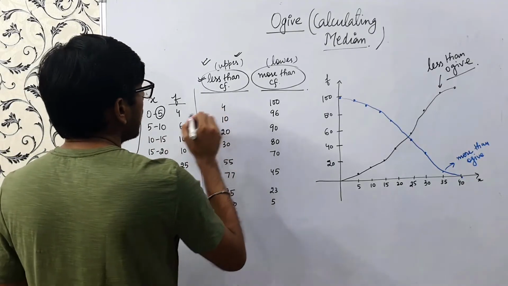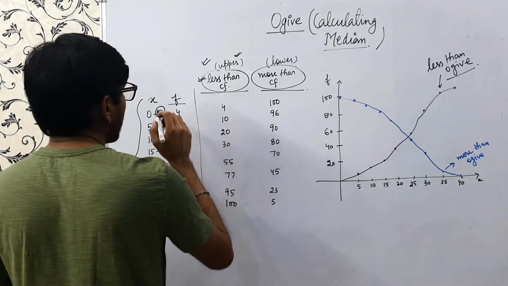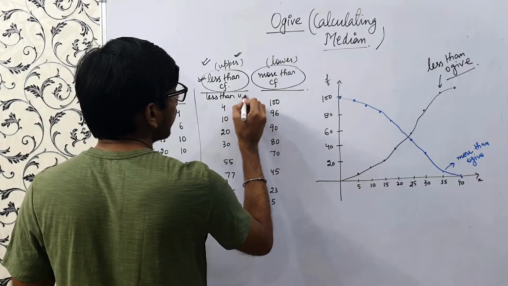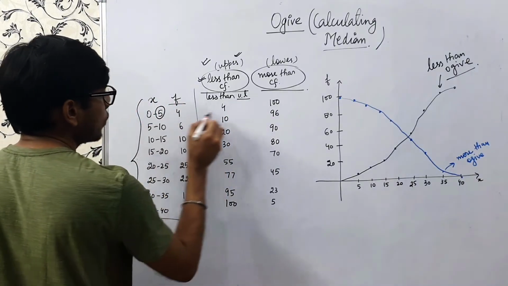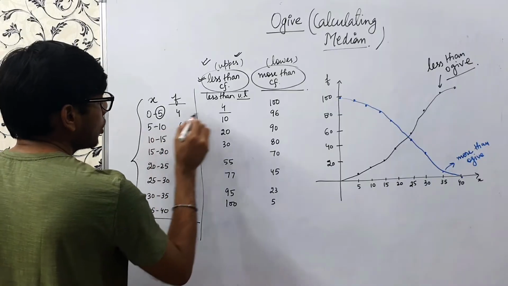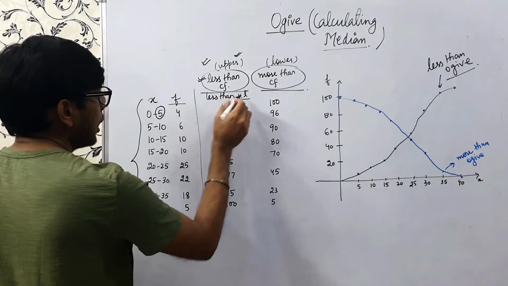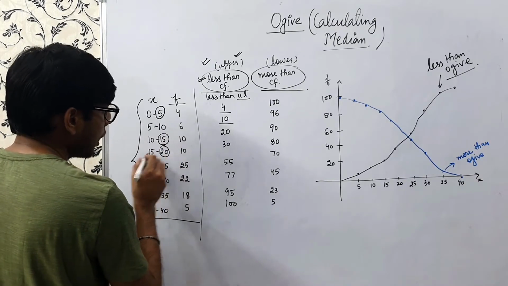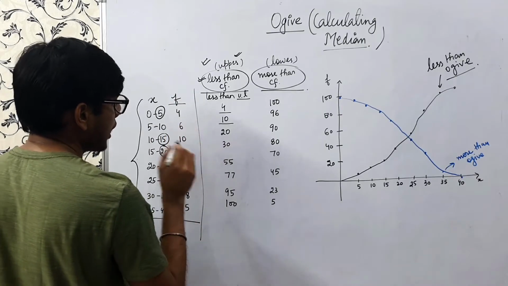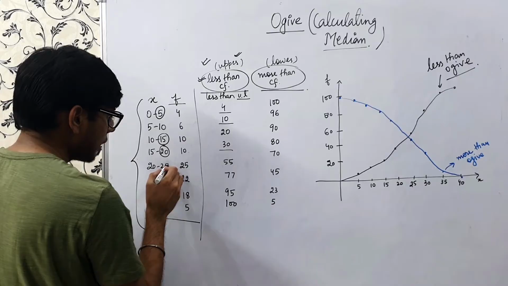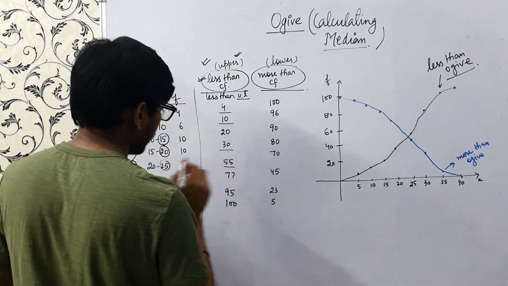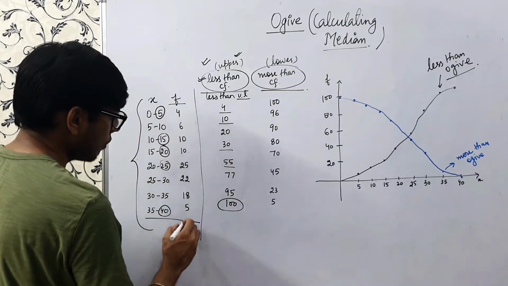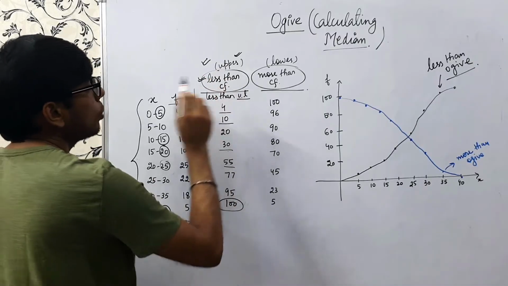What does that mean? The number of observations that are less than 5. So here this is less than upper limit, right? Here it's less than 5, so there are 4 observations. Less than 10, there are 4 plus 6, 10 observations. Less than 15. Less than 20. If we see less than 20, there are 4, 6, 10 and 10, so this is nothing but 30. Less than 25, 30 plus 25, 55. Similarly, if we see less than 40, that turns out to be 100 because that is the total number of observations. So we'll calculate less than cumulative frequency.